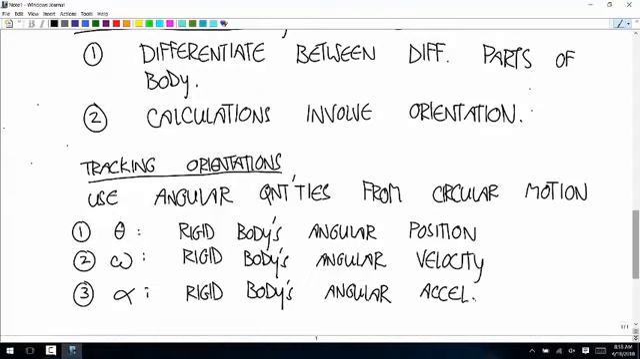And what are the SI units for all of these? Angular position, radians. Position is just radians. So that's just the angle that the thing's at. Angular velocity, radians per second. And angular acceleration, radians per second squared.